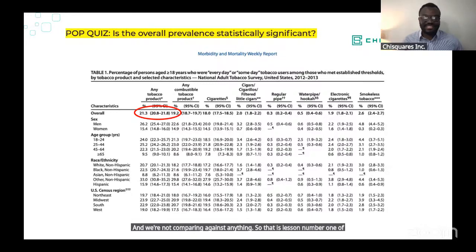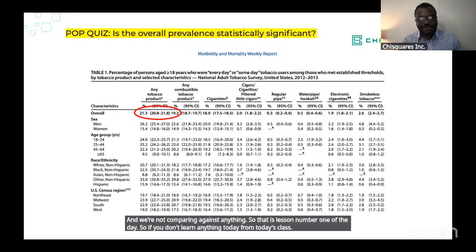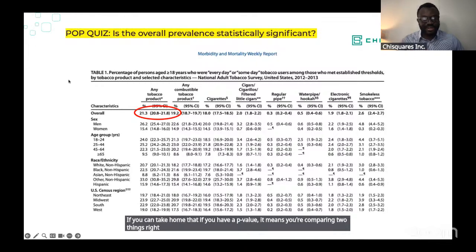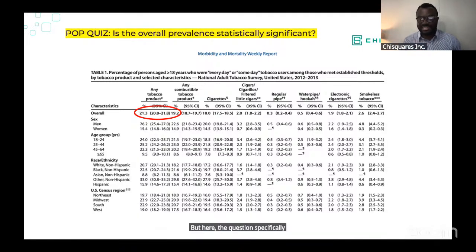If you don't learn anything else from today's class, take home that if you have a p-value, it means you're comparing two things. It's a different thing if we were comparing men and women in terms of their tobacco prevalence. But here, the question specifically says the overall prevalence.